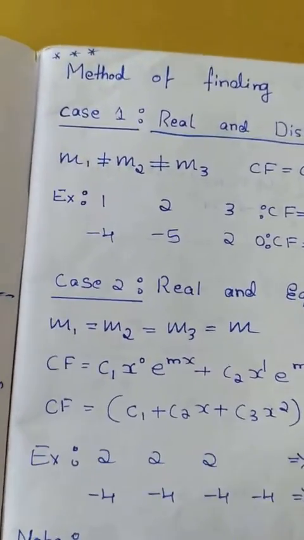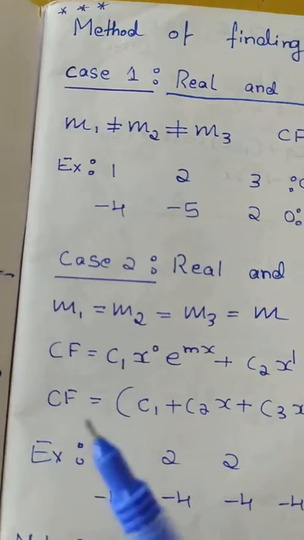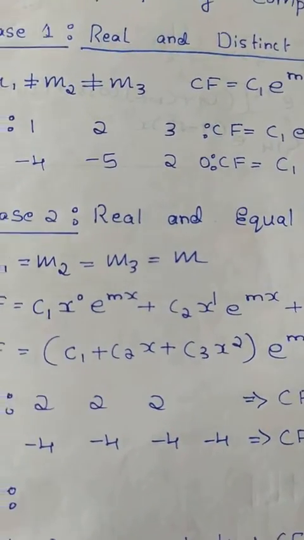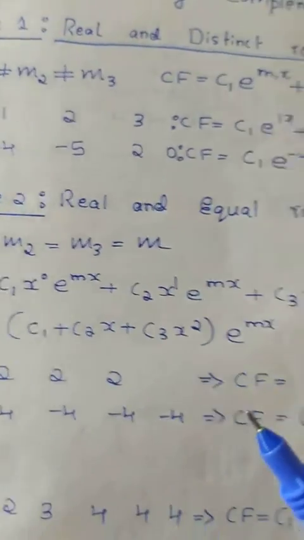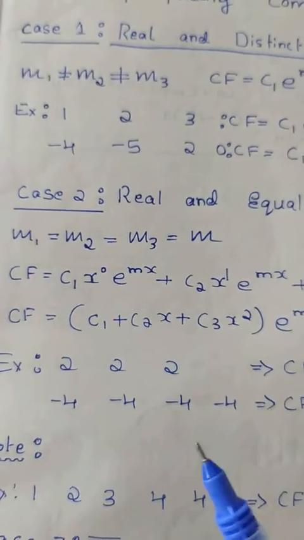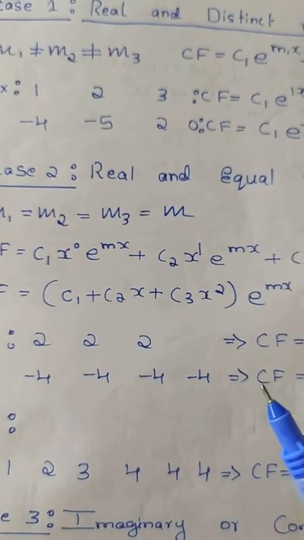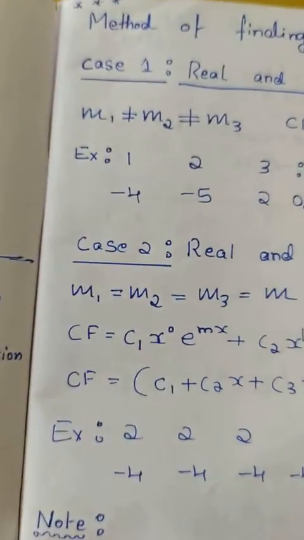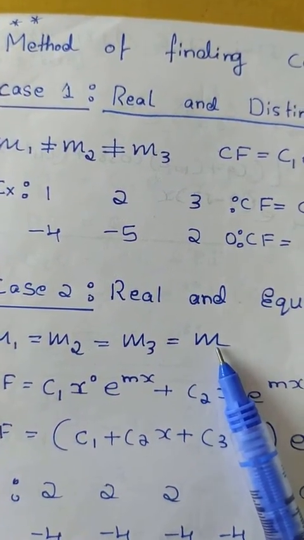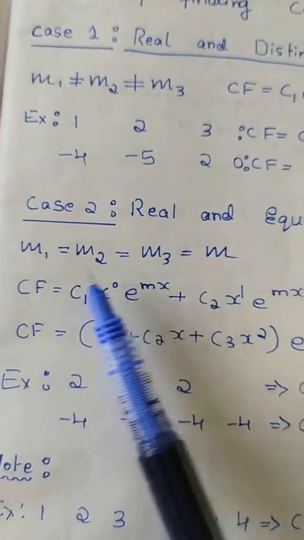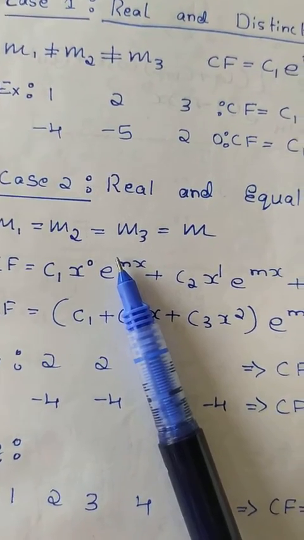Next, come to case 2. Real and equal. See, m1, m2, m3 are real and equal numbers, so I will take m. For example, 2, 2, 2 real root and equal. See, -4, -4, -4, -4 real root and equal. In this case, m1, m2, m3 are equal to m. How many roots are there here? 3 roots. That means you have to take 3 arbitrary constants, C1, C2, C3.